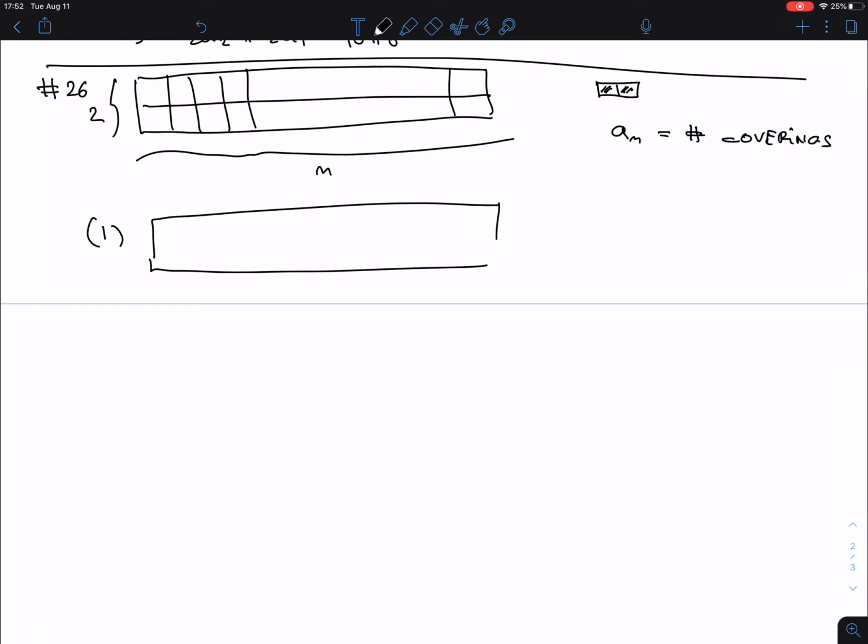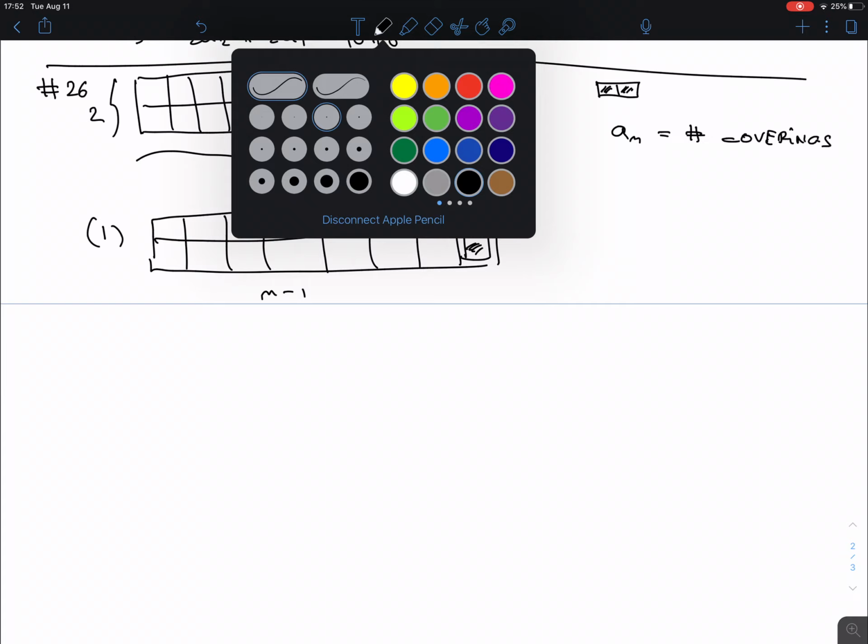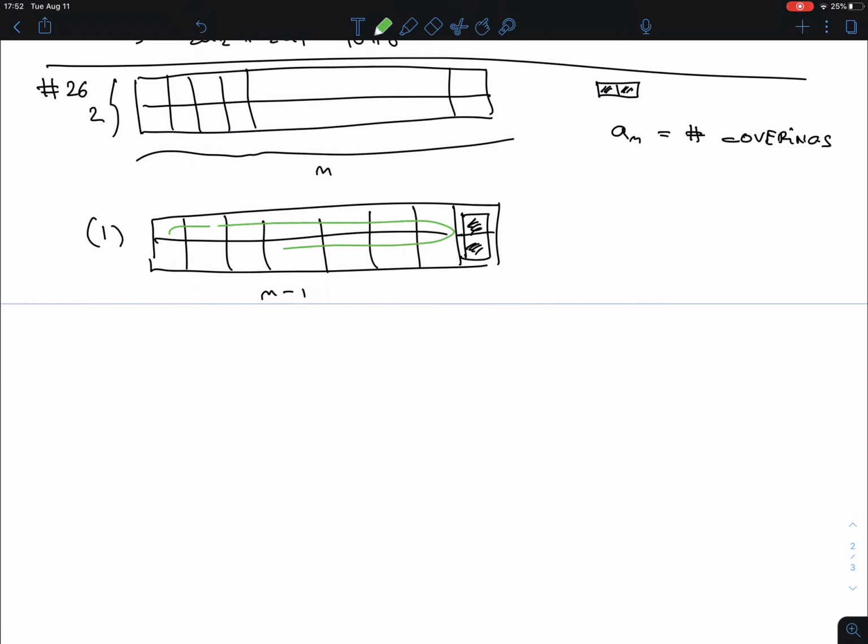Well, in the end, either I put my tile this way, okay, that's a valid position for that tile. And what is left then? Well, let's see. We have how many left here? n minus 1. And so these are all good tilings. Okay. What's the second option?